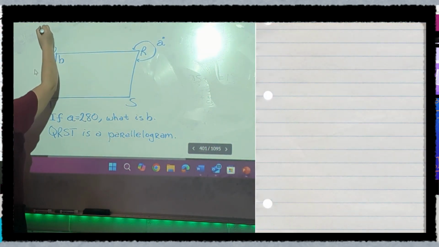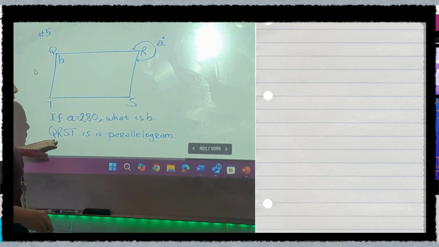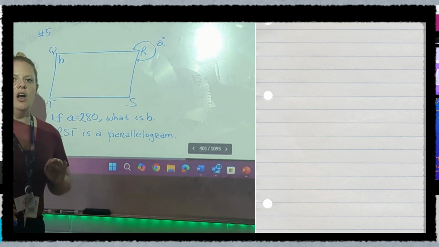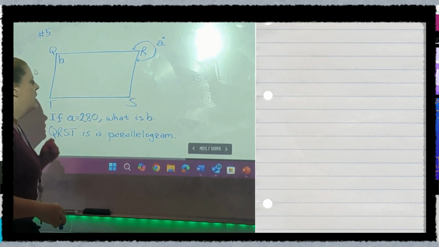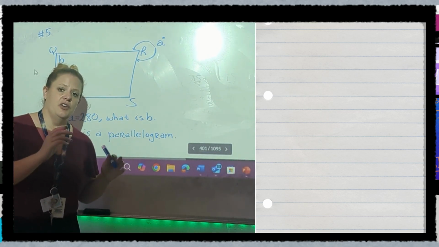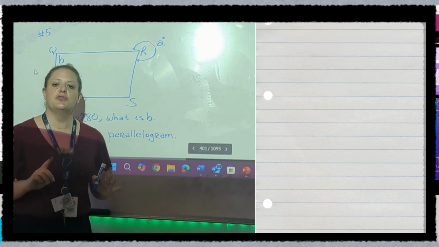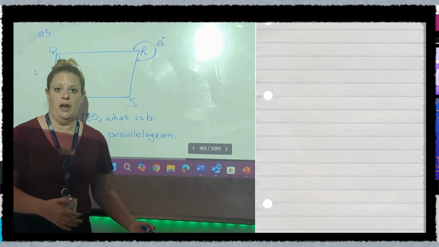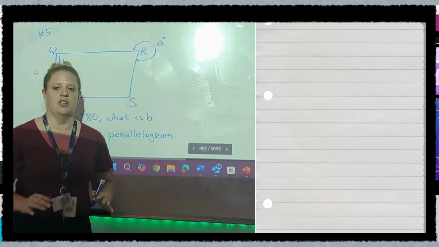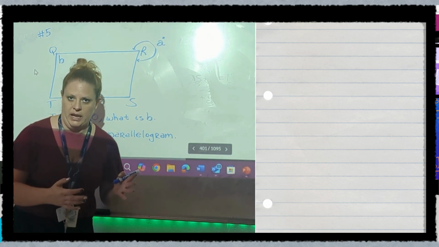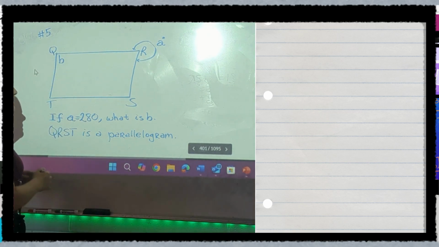Here we have number 5. Okay? I have a parallelogram, QRST. It may kind of, on yours, look like a perfect rectangle, but it's not. Now, a perfect rectangle is a parallelogram. That's true. But you cannot assume that the angles are all 90 just because it looks like they're all 90. Because trust me, they're not. Okay? Mine has a different value.